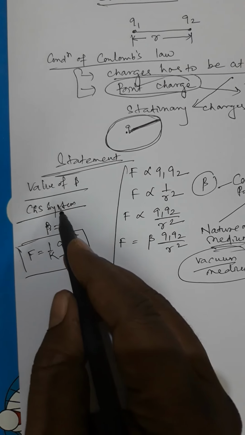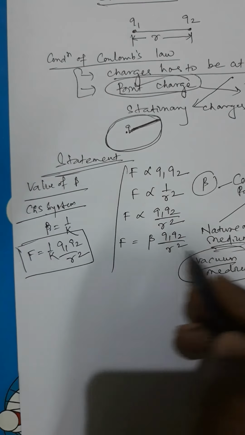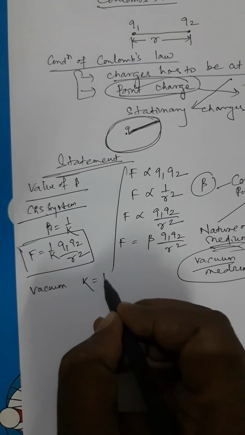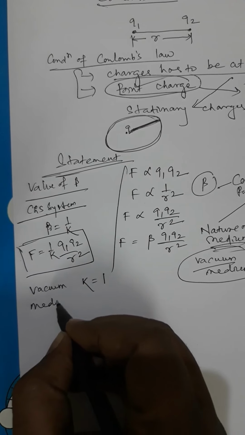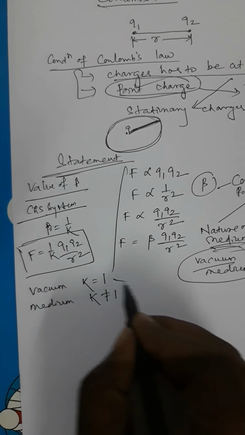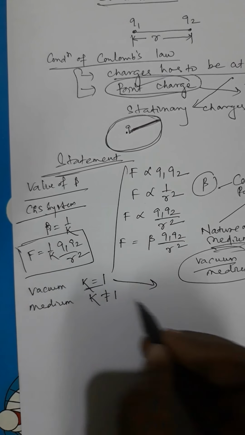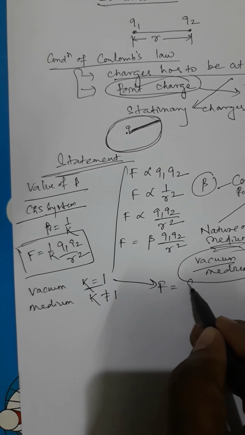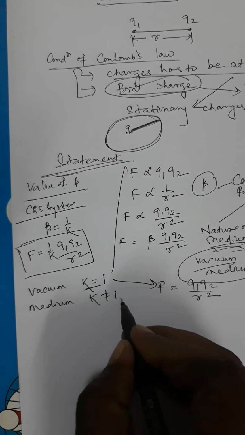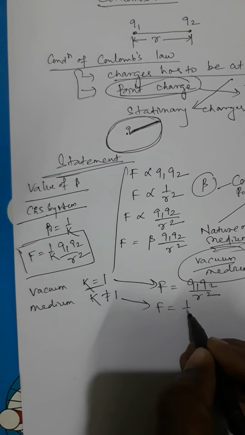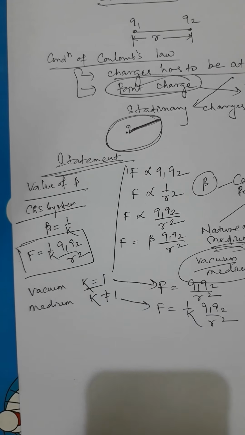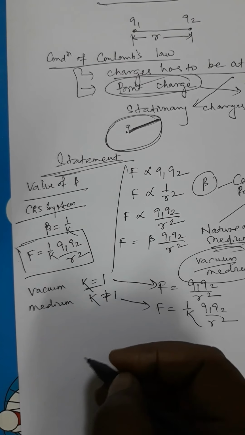Now we have already fixed the system, CGS. Now I'll go to the medium. For vacuum, k is equal to 1. For other than vacuum, that is a medium, k is not equal to 1. So when k is equal to 1, the above expression becomes F is equal to q1 q2 by r square, and for a medium F is equal to 1 by k q1 q2 by r square, because k is not equal to 1.